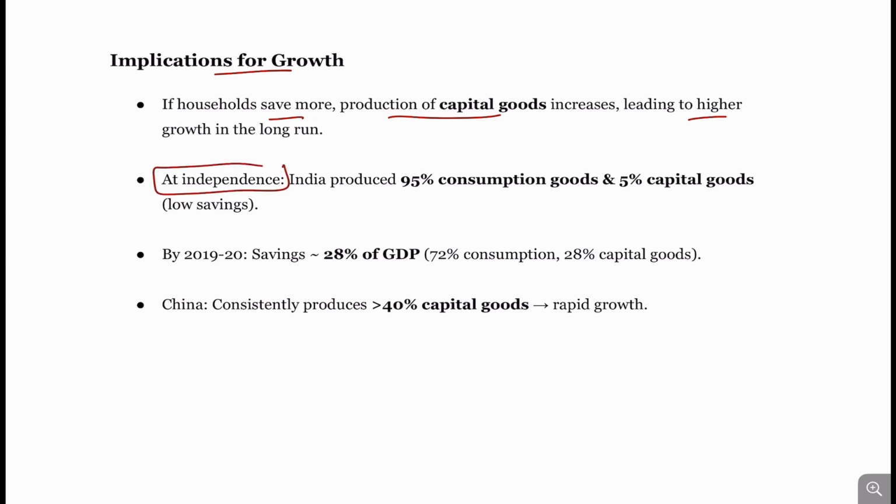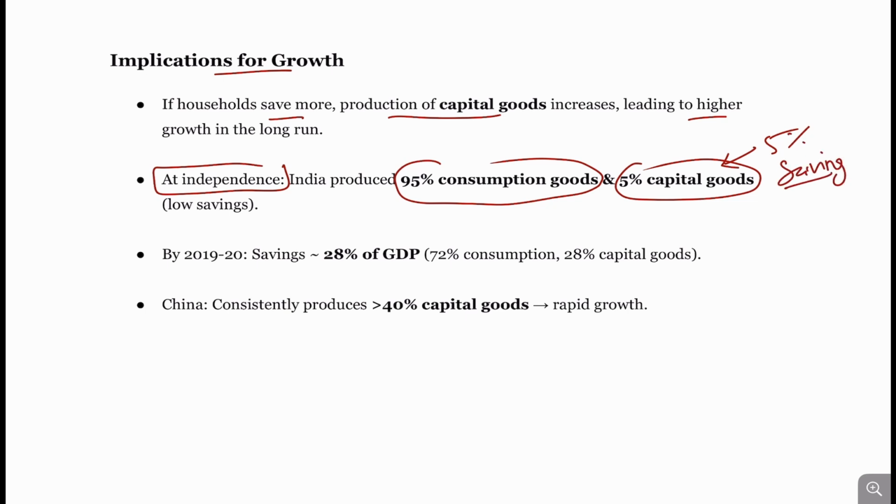At independence, India produced 95% of goods for consumption only. Only 5% were capital goods. That means savings were only 5%, which were increasing the capital expenditure. So that's why our growth in the initial years was very low. By 2019-2020, the savings rate has increased to approximately 28% of the GDP, and today we are spending 72% on consumption and 28% on capital goods.